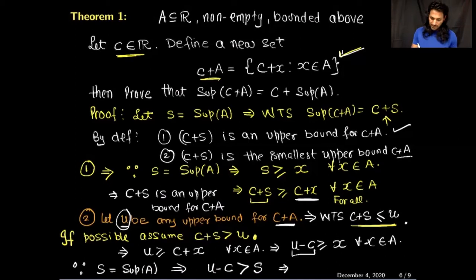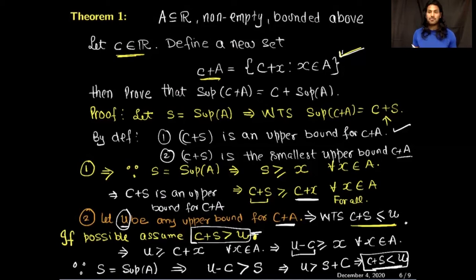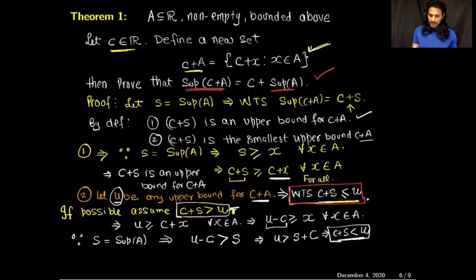So this implies, if I move that C to the other side, U is greater than or equal to S plus C, which is a contradiction because here we assumed that C plus S is greater than U. So this is a contradiction to this fact. These two things cannot be true simultaneously. If this is a contradiction, it means this is not possible.